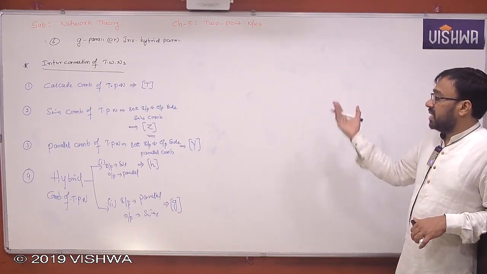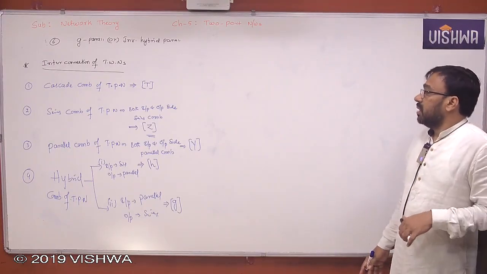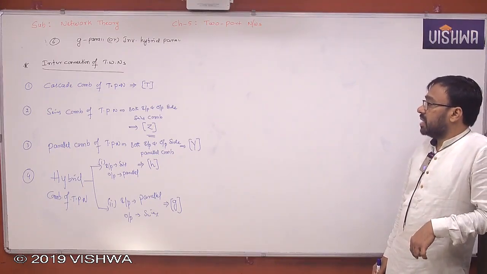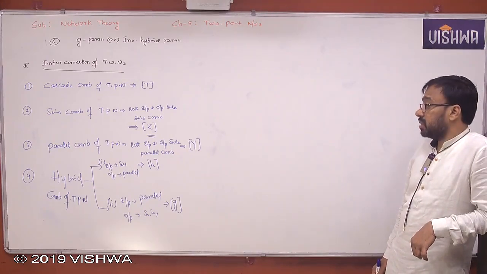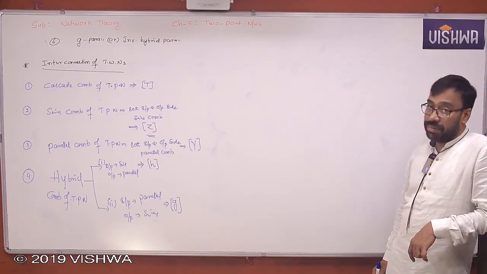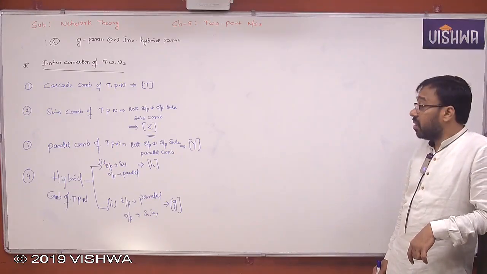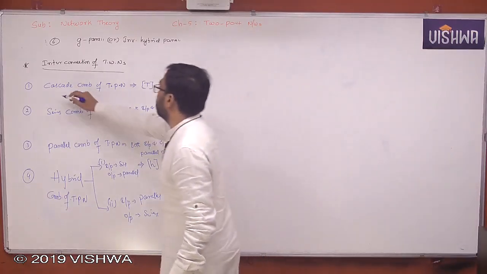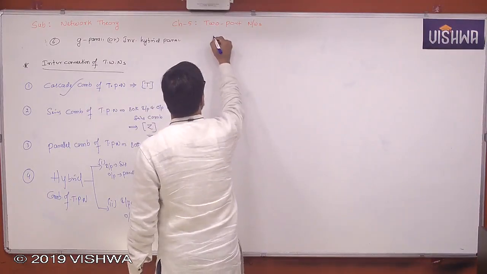So, interconnection of two-port networks. Cascade is easy to deal with using transmission parameters. Series combination by Z parameters. Parallel combination by Y parameters. Hybrid combination by H and G parameters. Okay, so let's start with the first one, cascade combination.